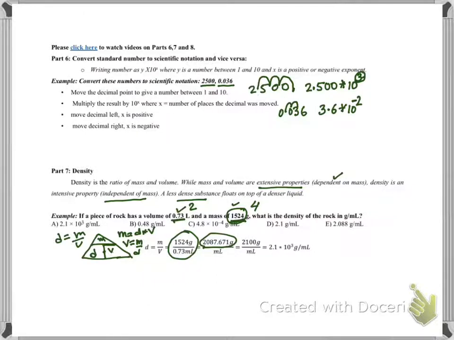Now for 2 significant figures, I need the first 2 numbers only, but since my next number is 8, that means this will become 1. So this will be 2100. So 2100 grams per ml. Look at 2100, how many significant figures are there? 2. Now none of my choices is 2100.